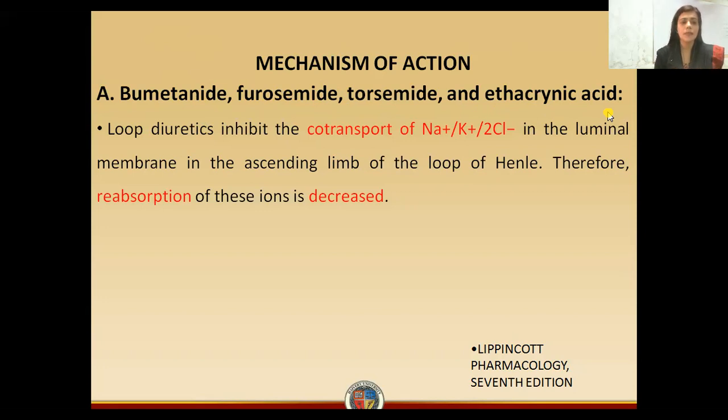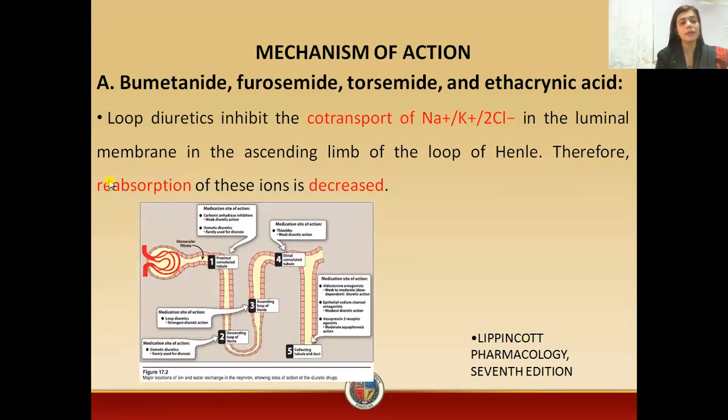So, the mechanism is that, as we already know, the loop diuretics are the diuretics which act on the ascending limb of the loop of Henle. At this site, they will inhibit the co-transporter, that is the sodium, potassium, and chloride transporter. What will happen after the inhibition of this transporter at the ascending loop of Henle? Basically, your diuretics will inhibit this co-transporter. As a result, there will be decreased absorption of all of these ions at the ascending loop of Henle.